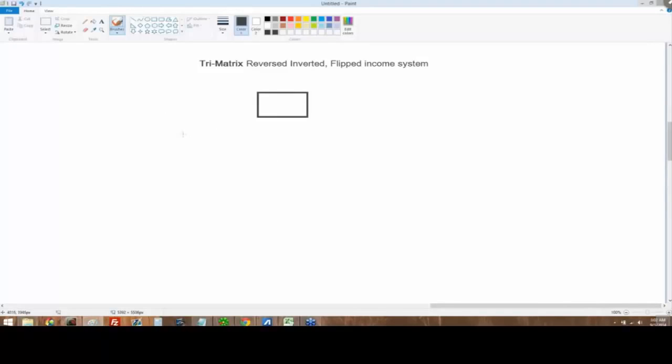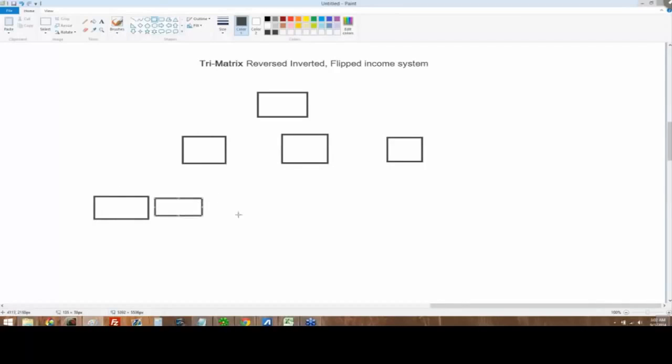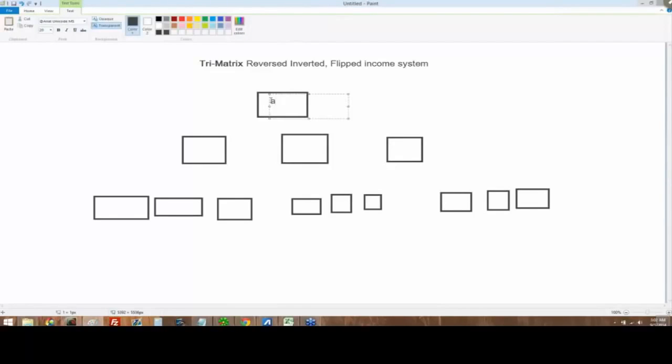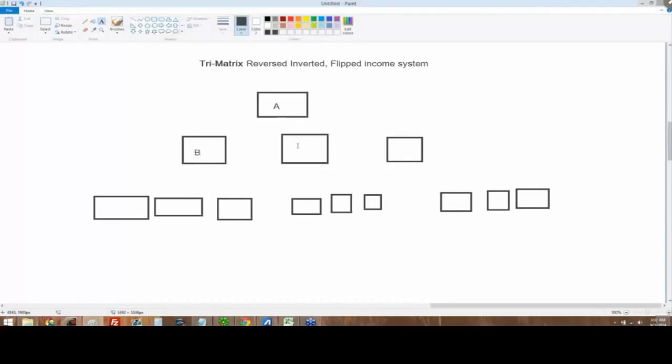In Options Domination, the structure is set up like this. It's a forced 3x3 matrix. That means the whole company structure is like this. And here's how that plays out. Let's say this is a person named A, and this gentle person named A refers a person named B. That's where B goes. Then B refers C.